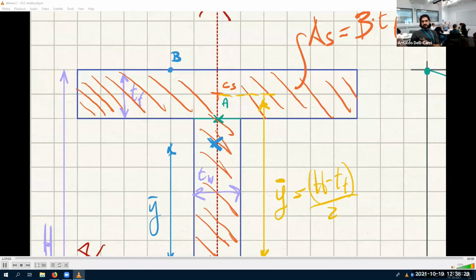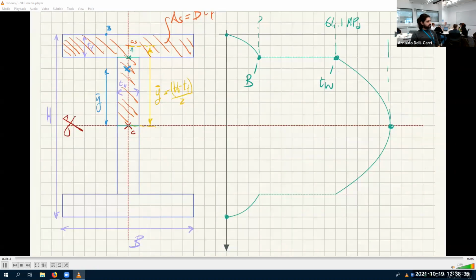Wait a minute then. But Arnaldo, you told me that I could choose the top area or the bottom area. So yeah, the top area is 0. So what happens if I choose the bottom area? Well, the bottom area is the entire thing. Let's look at Y bar. Y bar is the distance between the centroid and the centroid of the shaded area. But the shaded area is the entire area, so the distance between the centroid and itself is 0. So it doesn't matter if you choose the top area or the bottom area. The stress is always 0 because Q is 0.